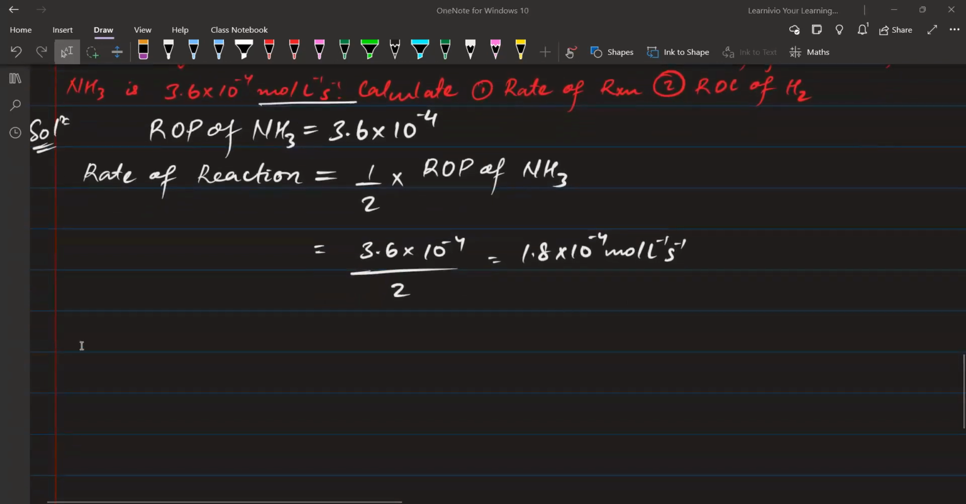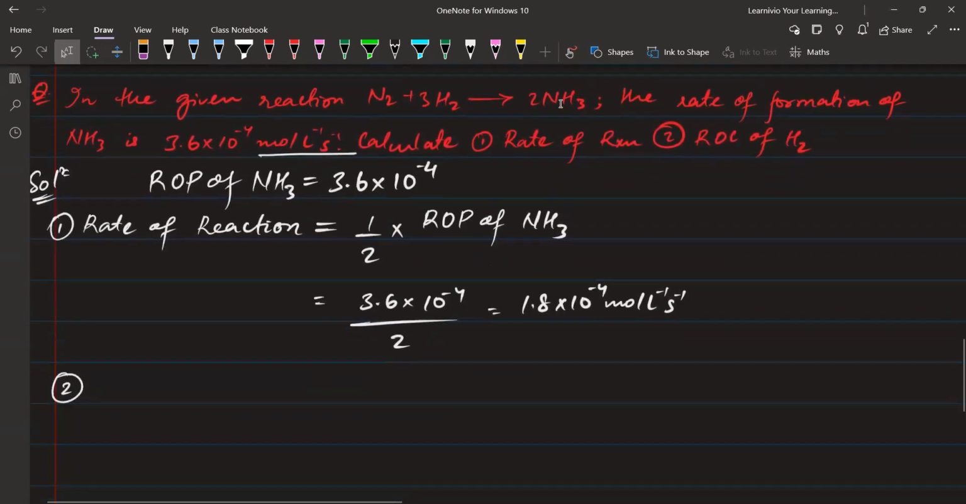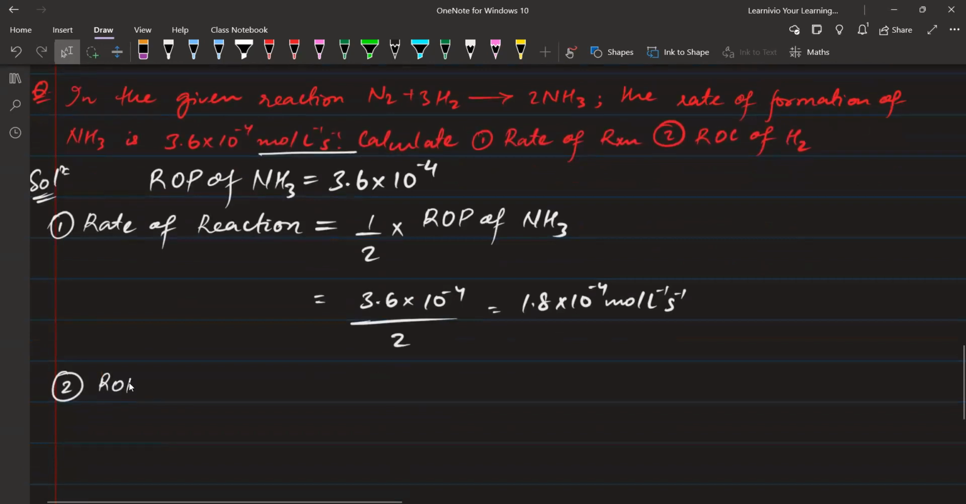Second, this is your first done. What is the second? The rate of consumption of H2. Look, in this case there is some relationship between the rate of consumption of H2 and ammonia. So look at the relationship carefully: ROR will be equal to RO of N2, which is equal to ROC of H2 divided by 3, which is equal to ROP of ammonia divided by 2.